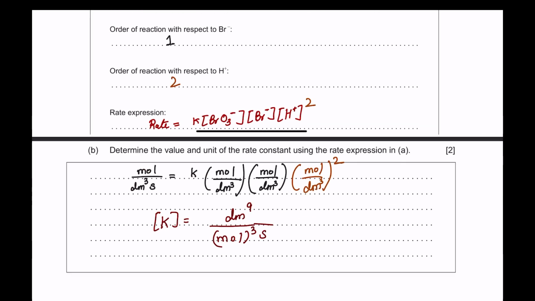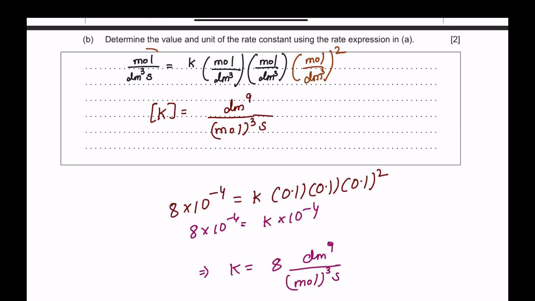You have to find the value and unit of the rate constant using the rate expression. So we know that the unit of rate is mol dm^-3 per second. We need to find the unit of k, and we know that the unit of concentration is mol per dm^3.